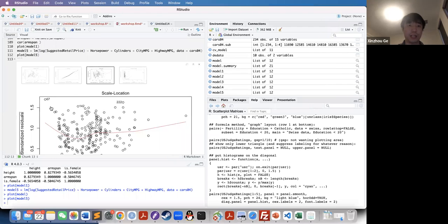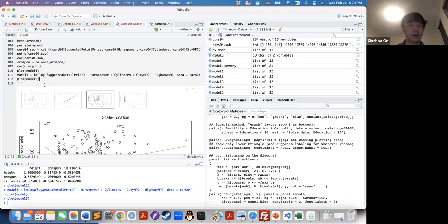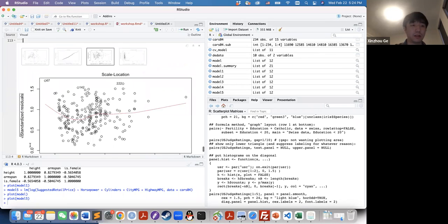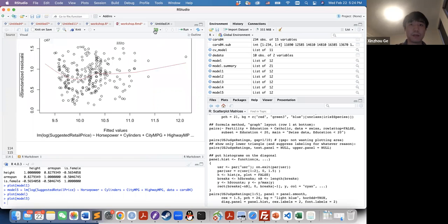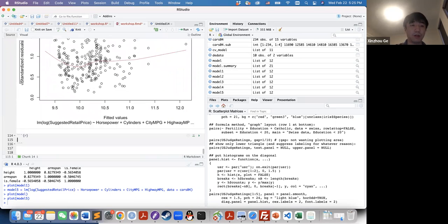I can show you this by using this example data set. For example, model 1 is the model predicting height using arm span. Okay, this is the original model.